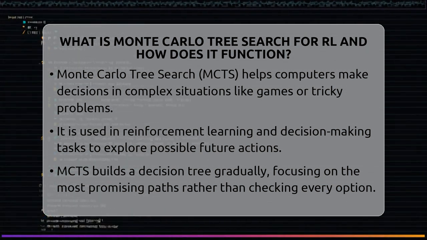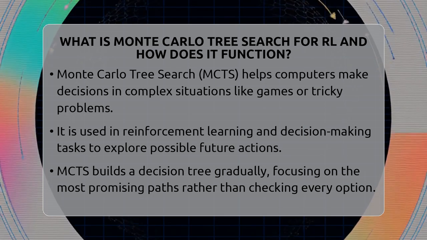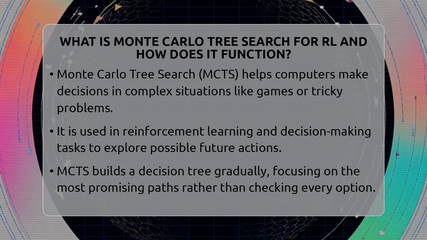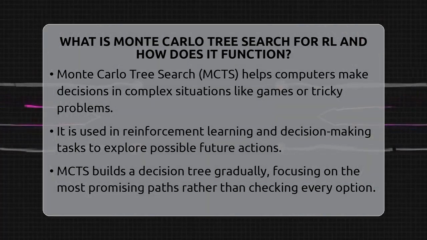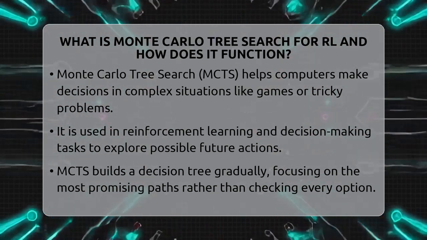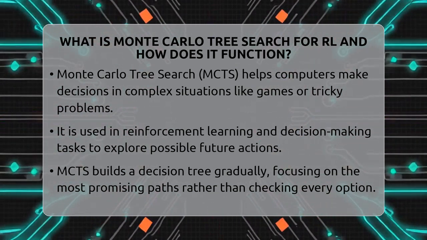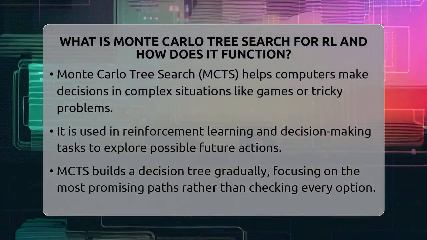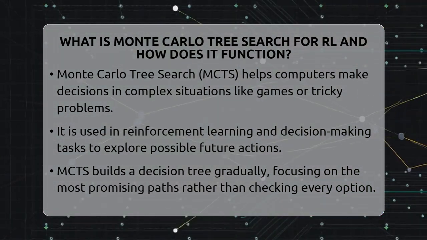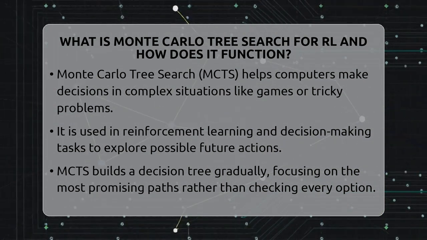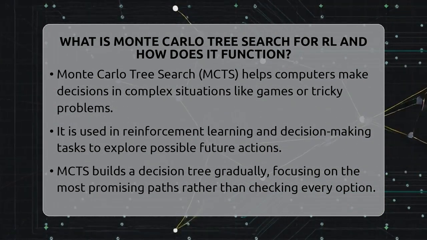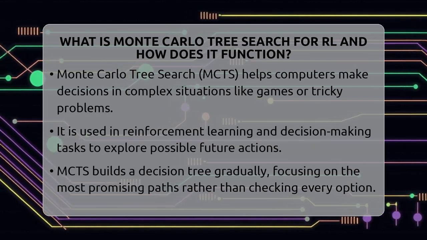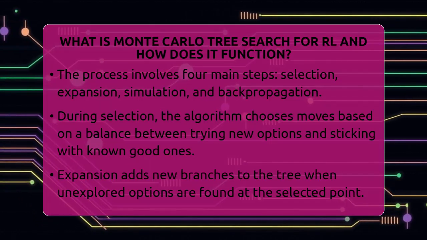Monte Carlo tree search is a method used in reinforcement learning and decision-making tasks. It helps computers explore possible future actions without checking every single one. Instead, it builds a decision tree step by step, focusing on the most promising paths. This makes it easier to find good solutions in large and complex environments. The process has four main steps that repeat over and over.